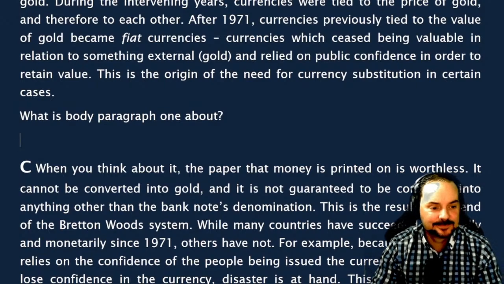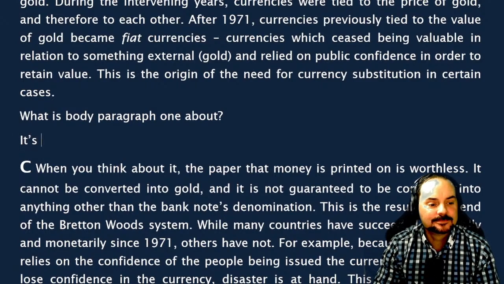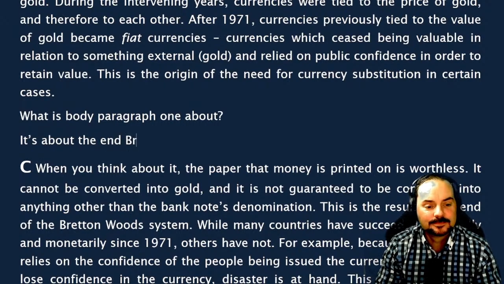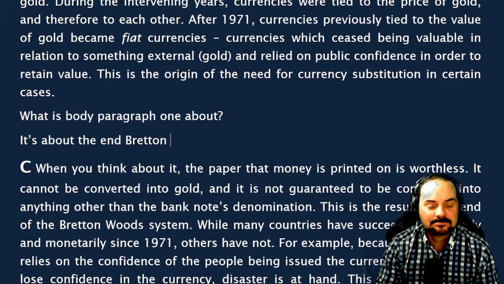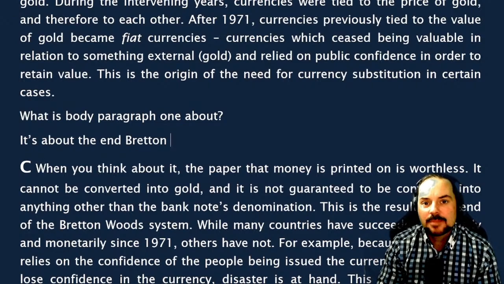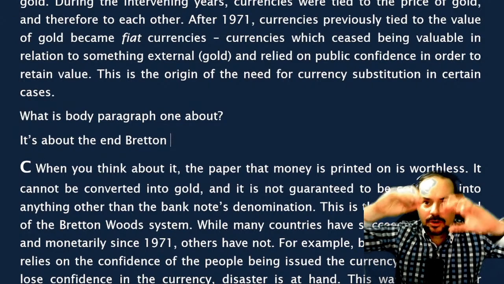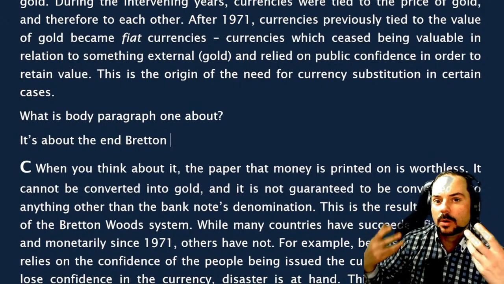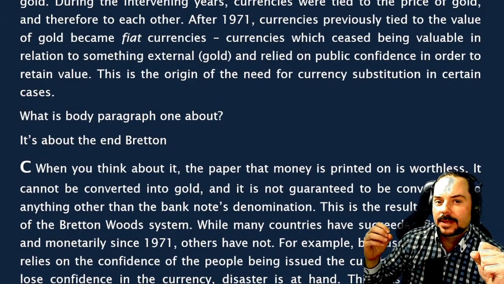Yes, I think it's about the end of the Bretton, something about the end of the Bretton War, the end of World War II, and something about changing the currency system. Okay, good. So you're starting to kind of circle around it, which is really good. The end of the Bretton Woods system. So what was the Bretton Woods system? Can you tell me that?